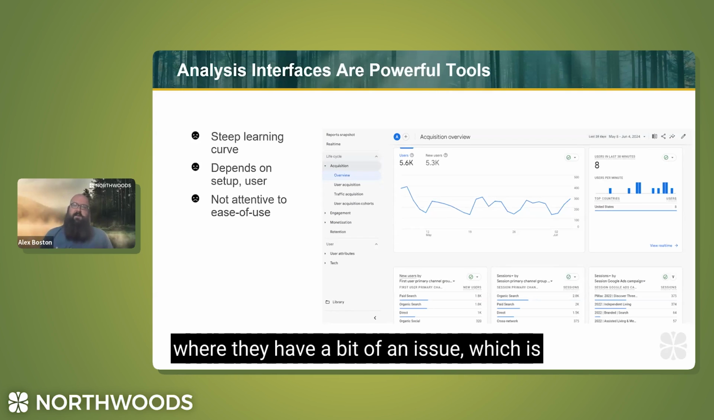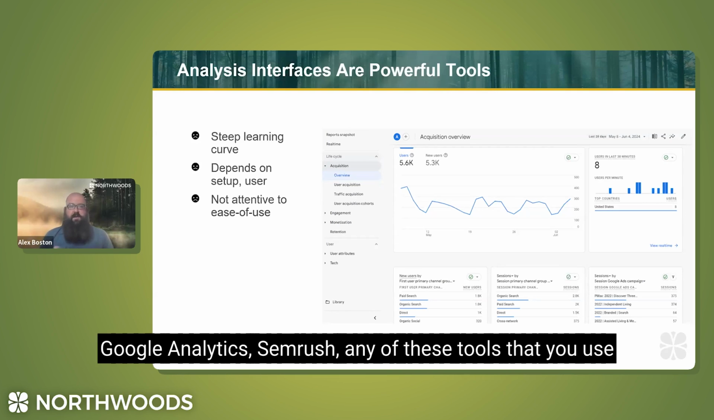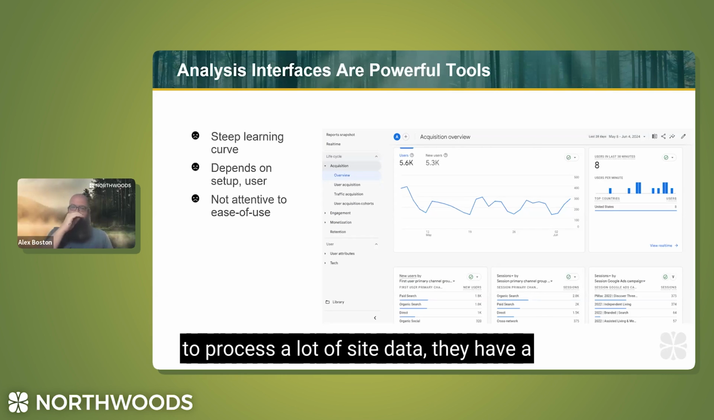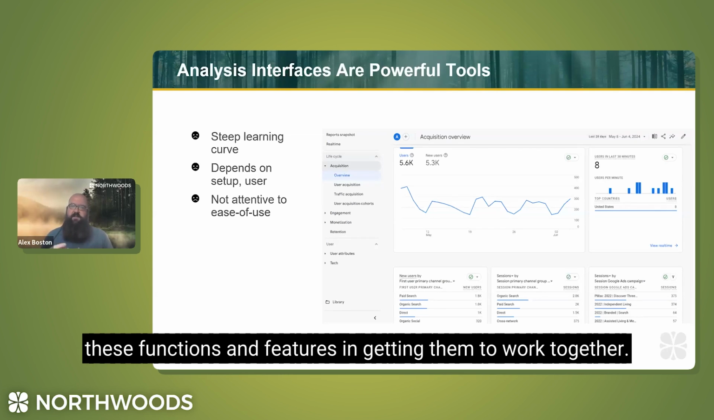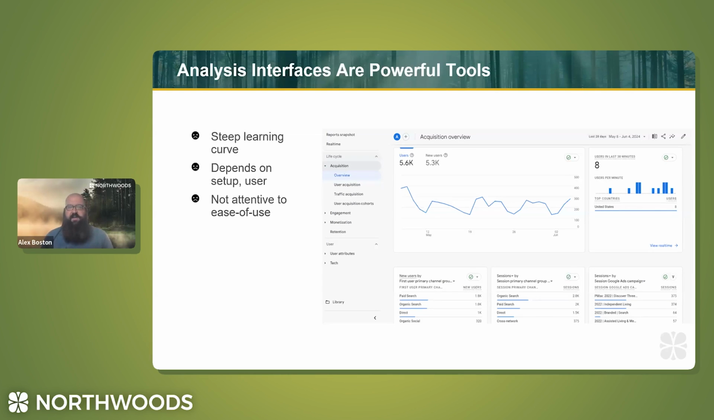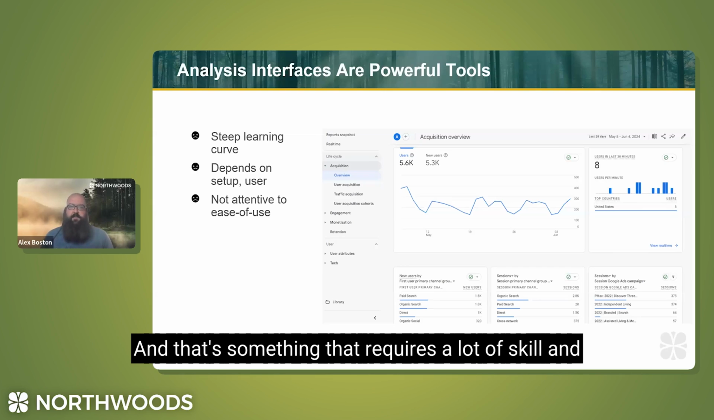That really gets into where they have a bit of an issue, which is that Google Analytics, SEMrush, any of these tools that you use to process a lot of site data have a very steep learning curve. It depends on understanding all of these functions and features and getting them to work together, and that requires a lot of skill and practice.